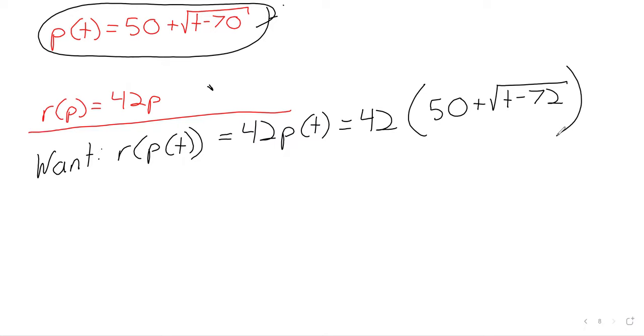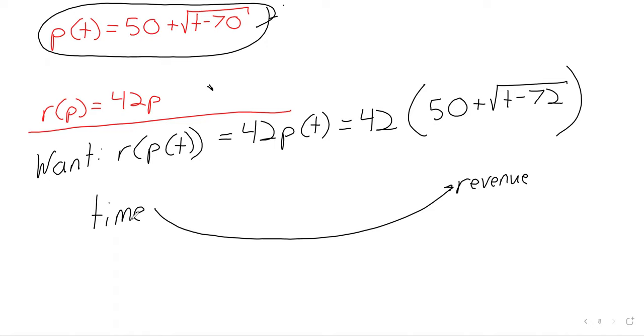write down our composition. Remember, this last step is very important because remember what our goal is. Our goal is to take time as an input and give, in this case, it's revenue, but give revenue as an output. So this variable here, this time variable, has to be the variable on the far right. So it's very important to do that substitution so that you have the correct variable there.